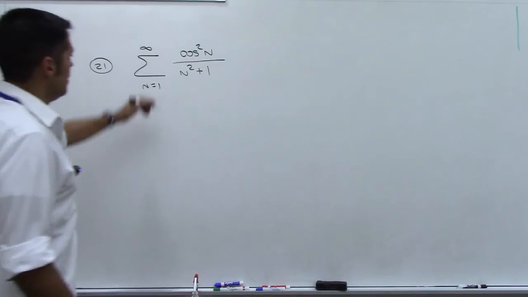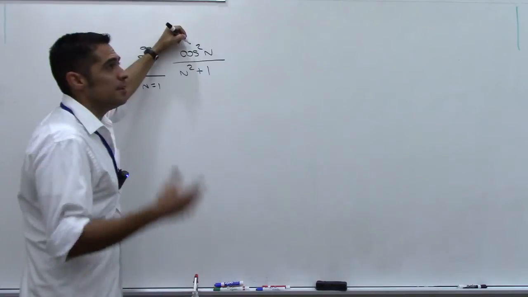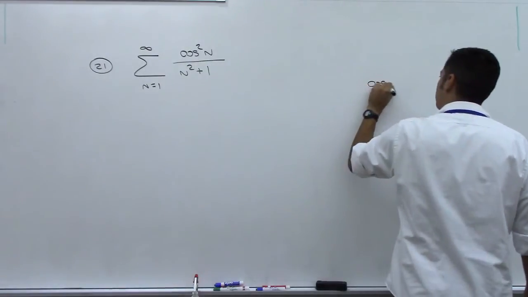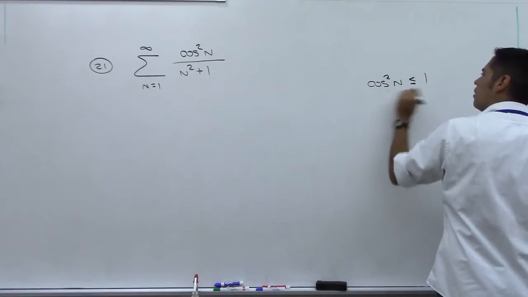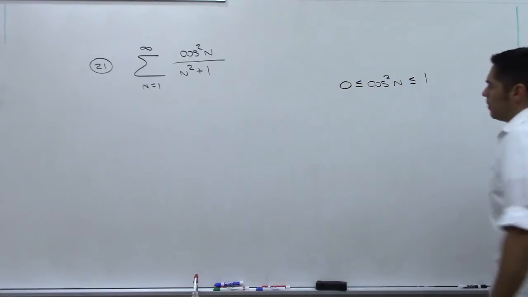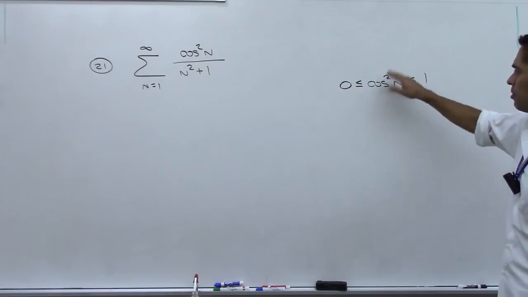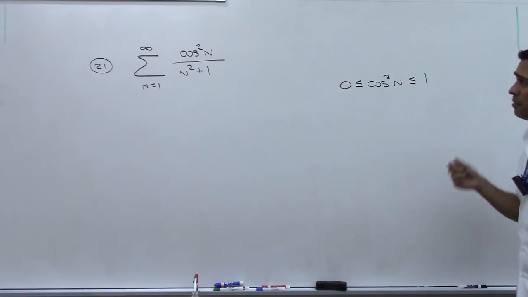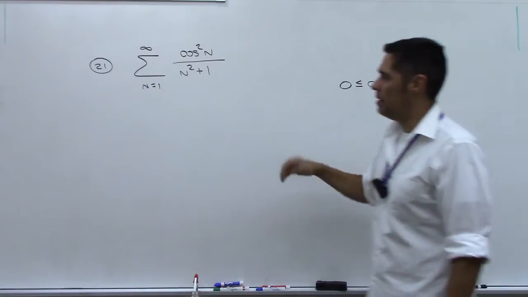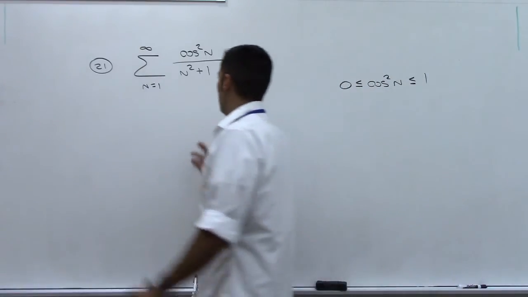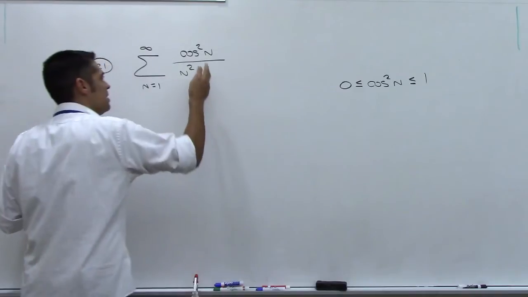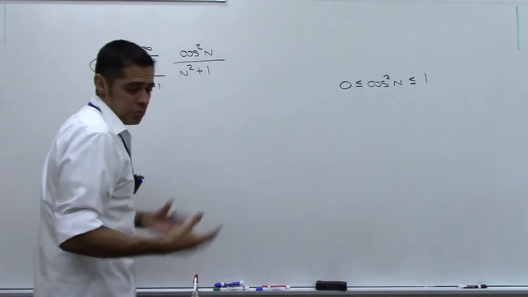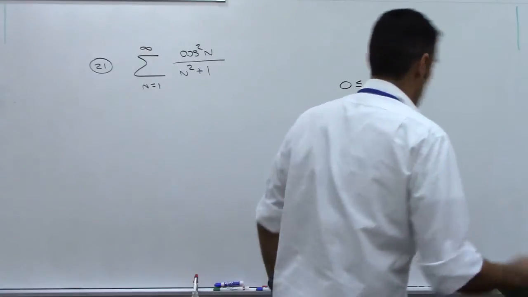I noticed that my cosine squared n, I know that that has always got to be between 0 and 1, right? Cosine is always between -1 and 1, but if you square it, it's got to be positive or it could be 0. So I know that. So the top is really like, you could look at it when you're trying to compare it to something. Maybe this is something like a 1 over n squared plus 1. Yeah, it's worth a shot, right? I mean, try and compare it to that.